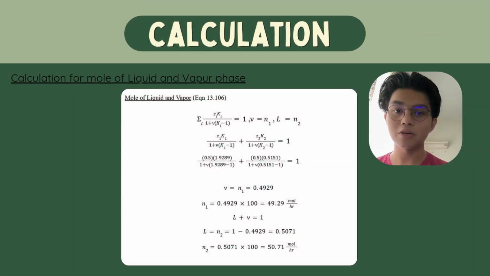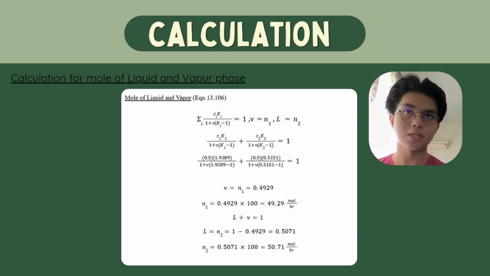Okay, after we calculate the value of K for each substance, we continue to calculate the moles of liquid and vapor phase. We calculate this by using equation 13.106. By using this equation, we get N1 equal to 49.29 mole per hour and N2 equal to 50.71 mole per hour.